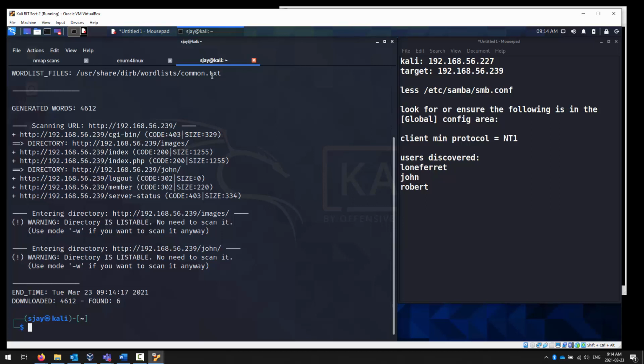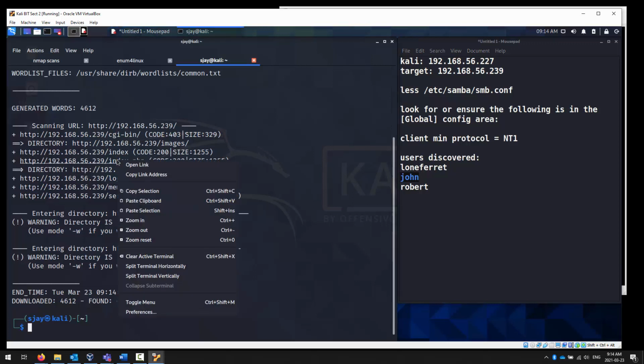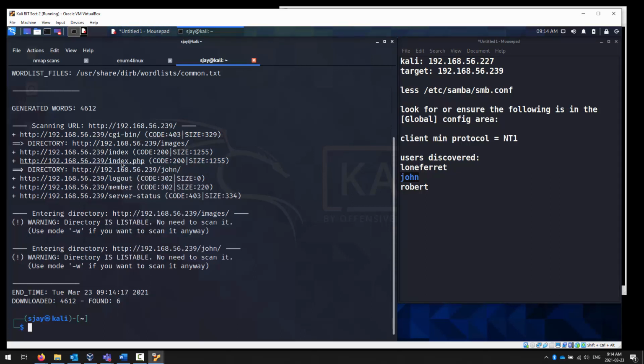Okay, so there's an index.php page. Well, let's take a look at that. There's a directory called John. There's a user called John. So we have a directory called John and we have a user called John. That's interesting. We've got an index.php, so we can assume PHP is running. I wonder what else is running. So we're going to open that link.